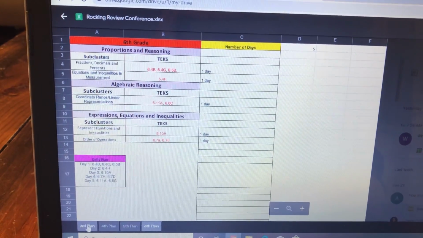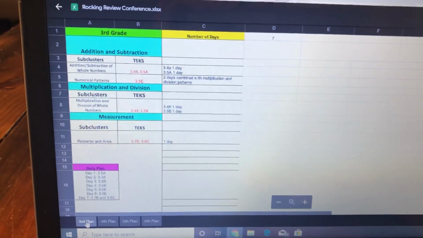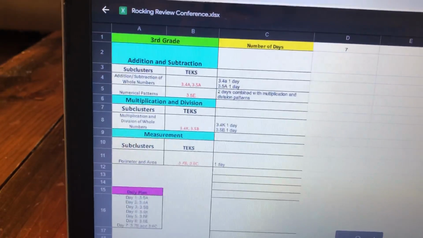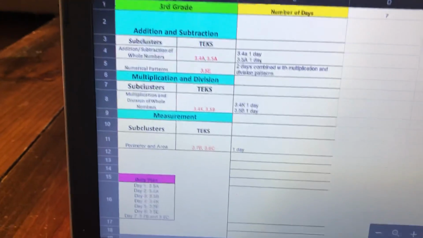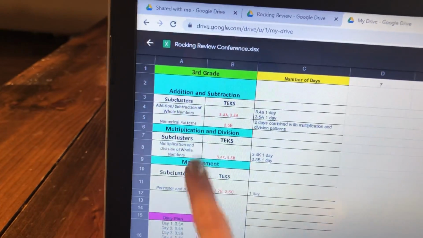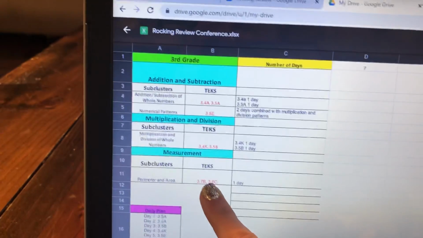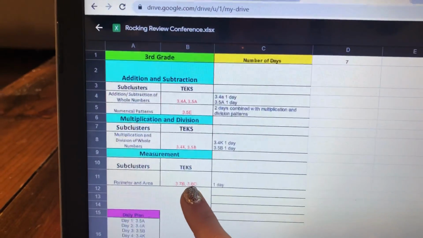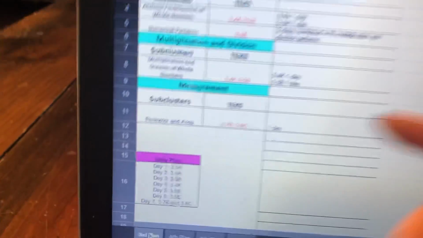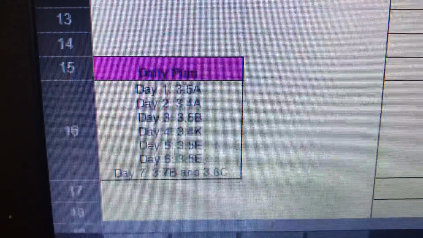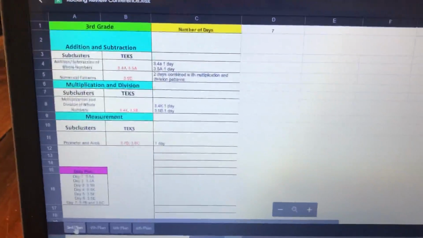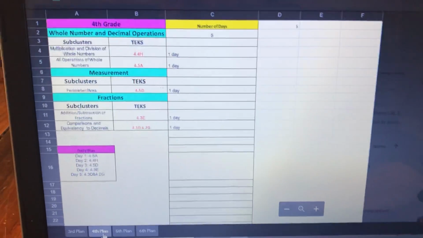So what we did is we looked through all the information Lead Forward gave us and devised a plan that would work with our scope and prioritized everything. We listed the subclusters and which TEKS we were going to hit within those subclusters, their readiness. Then we figured out how many days to spend on each one, and mapped out an actual plan, day 1, day 2, all the way through. That's the first thing we did, and we created a tab for each grade level.